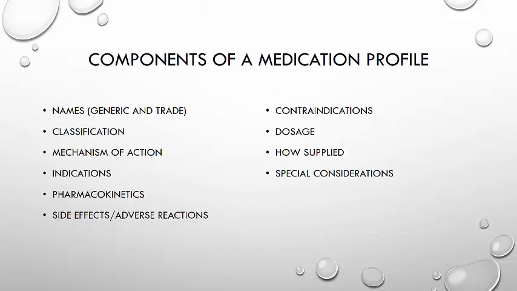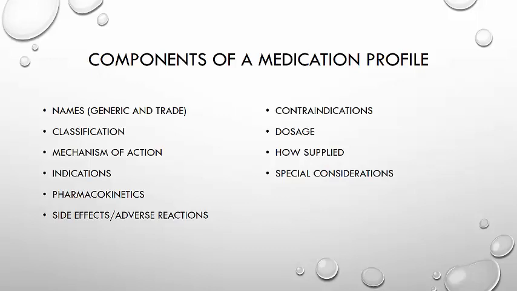Now, when we're talking about medications, we want to make sure that we know the components of a medication profile. A profile is just all the things you need to know about the medications that you're going to be giving. So you need to know the names, generic and trade. You need to know the classification. What type of medication is it?